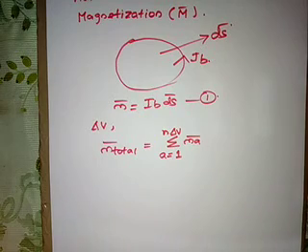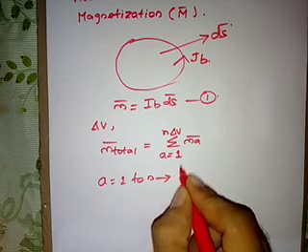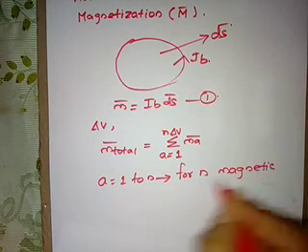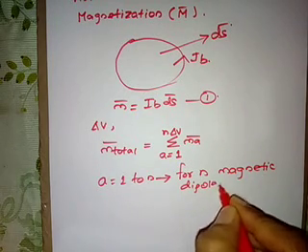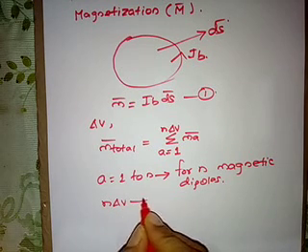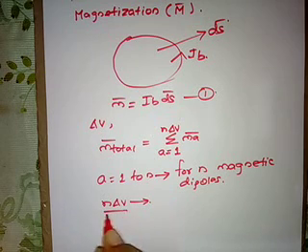Here A runs from 1 to n, for n magnetic dipoles. For one individual dipole the volume is simply delta V, and for n magnetic dipoles the total volume will be n into delta V.